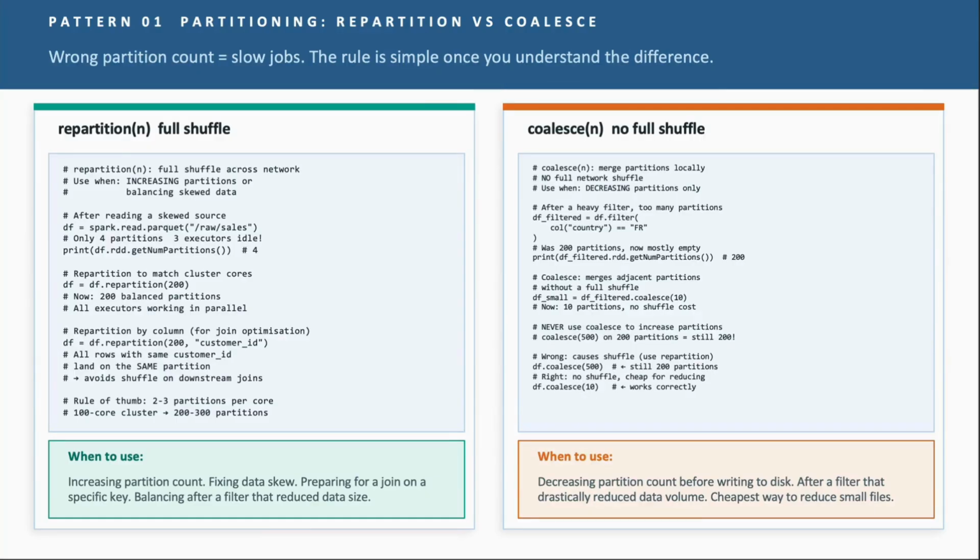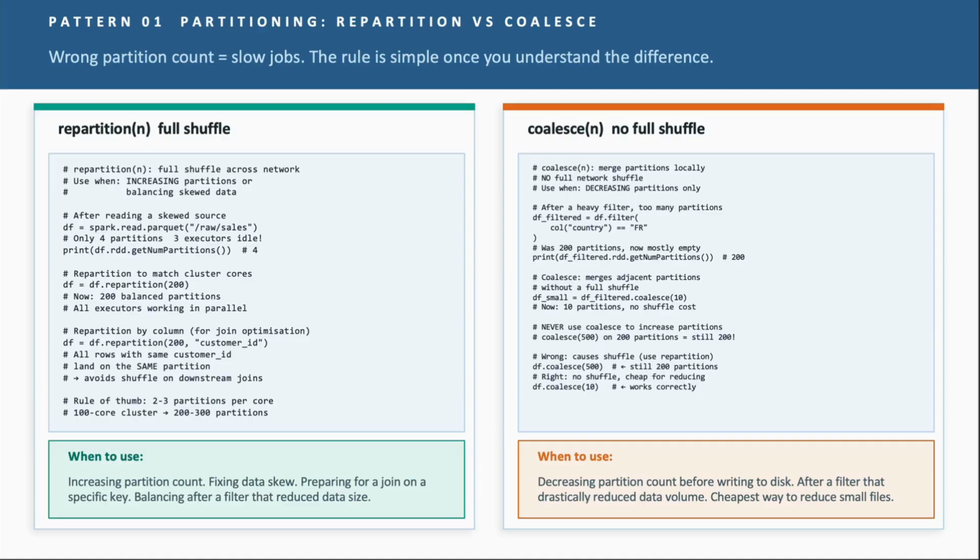First of all, pattern 1 is about partitioning, the most misunderstood concept in Spark. The wrong partition count is a multiplier on every problem. Too few partitions, most of your cluster sits idle. Too many partitions, small file problem and scheduling overhead. Understanding the difference between repartition and coalesce is the foundation of everything else.